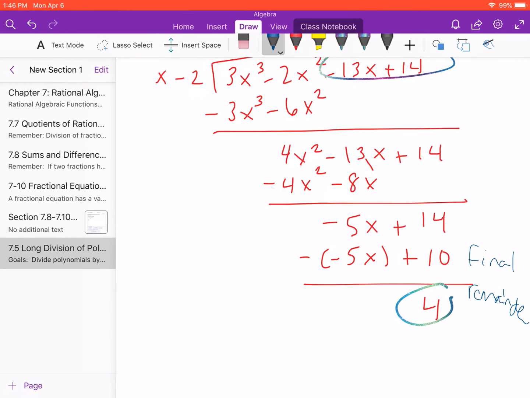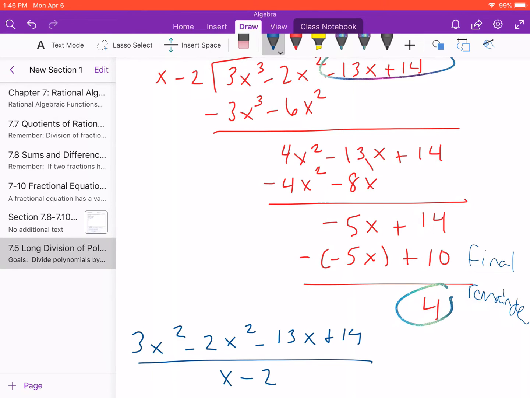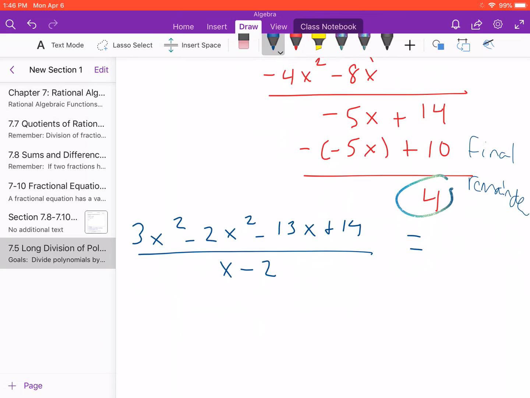And so the answer to a problem like this would be written in the following form. 3x cubed minus 2x squared minus 13x plus 14 divided by x minus 2 is equal to 3x squared plus 4x minus 5 plus 4 all over x minus 2. And so this is a proper fraction because the numerator is a lower degree than our denominator. And so that took us quite a few minutes to solve that way.